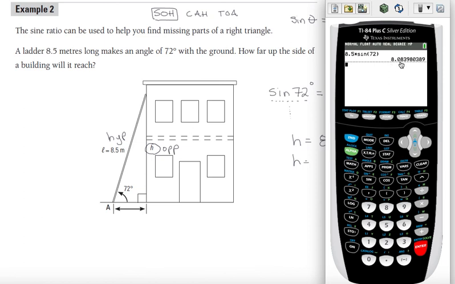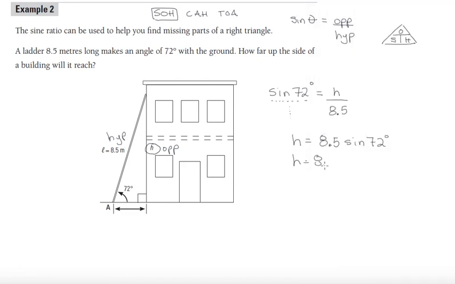So 8.0, I look at the next number, it's 8. That's telling me to round up, so it's going to be 8.1. So H is equal to 8.1, and my units are meters. And so the ladder reaches 8.1 meters up the building.